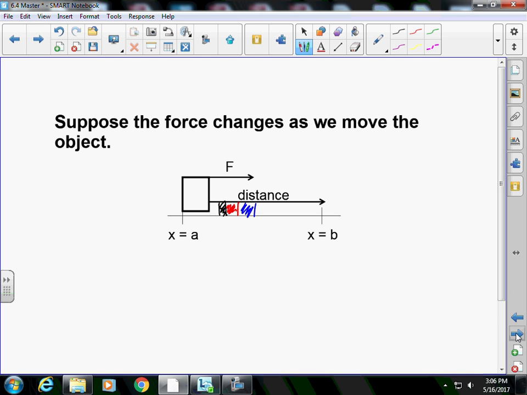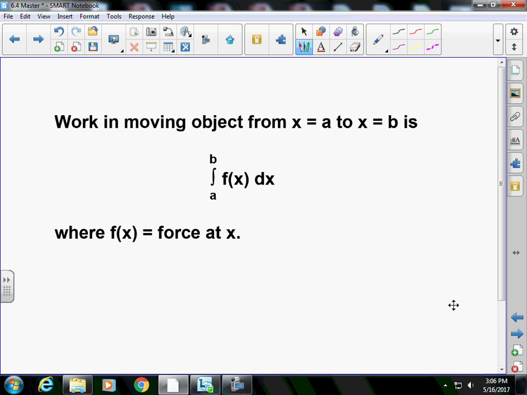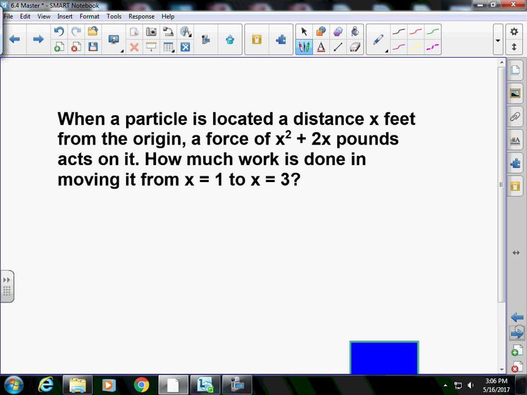So the force is not going to be continuous. It's going to have a change in the force, but that force can be represented by a function. And then we could say, well, work in moving an object from some point A to some point B is represented by the integration of A to B of the function f of x dx, where f of x is equal to force at x. So this is the function that we're going to be using to solve these problems. And yes, you need to know how to do this.